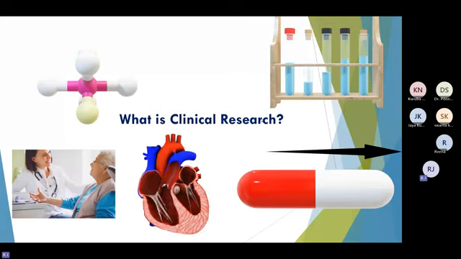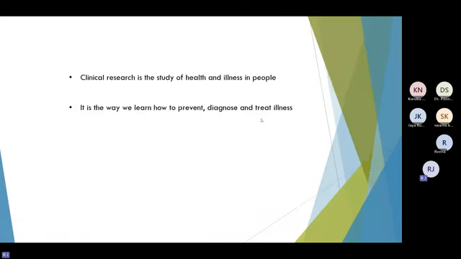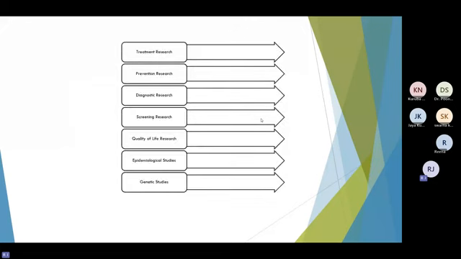I'll just summarize what I said, because you would have heard what I said, but you would not have seen my slides. I just completed 3 or 4 slides only. I started with the definition of clinical research, which is nothing but the study of health and illness in people. Then I summarized the different types of clinical research. I started with treatment research and ended with genetic studies. Out of these studies, I selected treatment research for today's class.